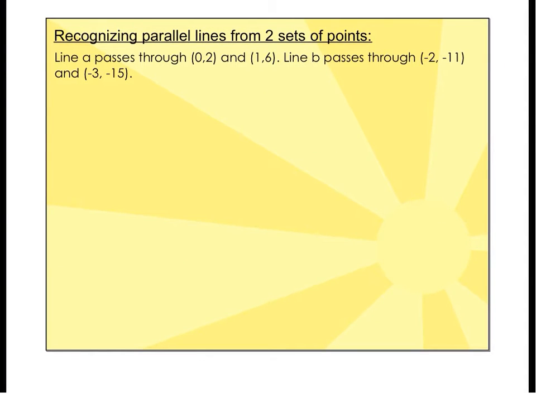Okay, another thing you want to be able to do is to recognize parallel lines from two sets of points. So now instead of telling you equations or giving you a graph, I'm just picking points off the lines. So here, really all you need to do is calculate the slope of each line. So I'm going to start with line A. And you can find the slope however you want. You could do the bar method, you could use y2 minus y1 over x2 minus x1. I'm going to do it both ways.